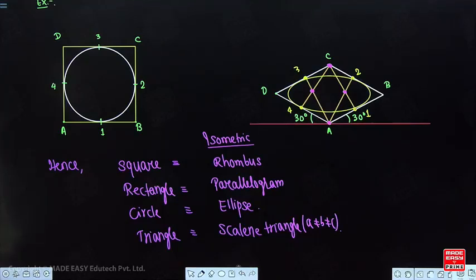Isometric of a circle, 4 center method. So we have 4 centers, and taking those 4 centers, we have drawn a curve, and this curve is called an ellipse.